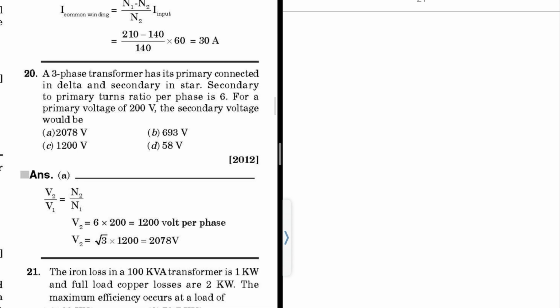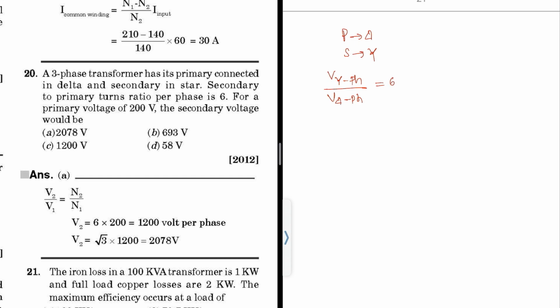In the last episode, we discussed up to the 19th question, so we will start with the 20th question. In this question, they have given that the primary is delta and the secondary is star, and they have given the phase turns ratio of secondary to primary: V star phase by V delta phase is equal to 6.